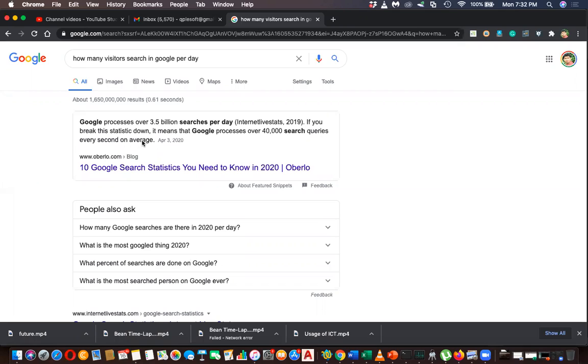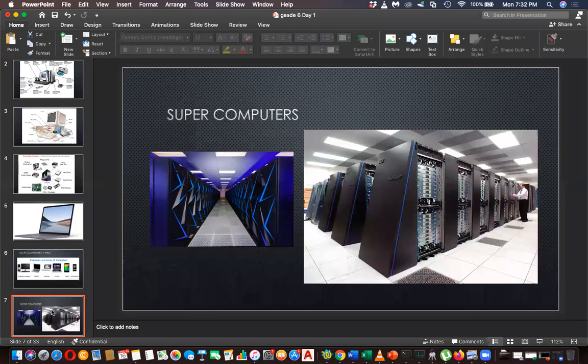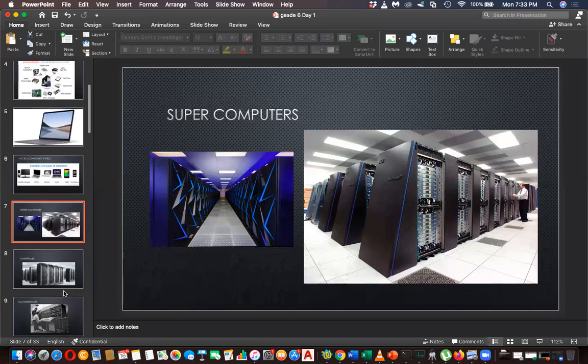So these are done by supercomputers. Normal computers cannot do this. Those are done by a special computer called a supercomputer, and this is a supercomputer. So Google uses supercomputers. Normally we cannot buy a supercomputer because a supercomputer is really expensive.